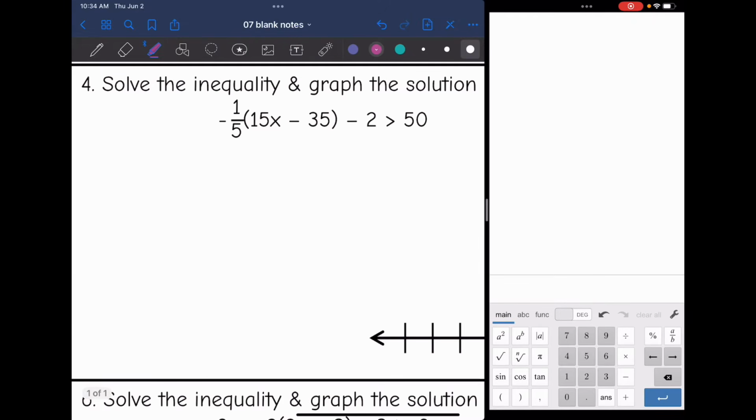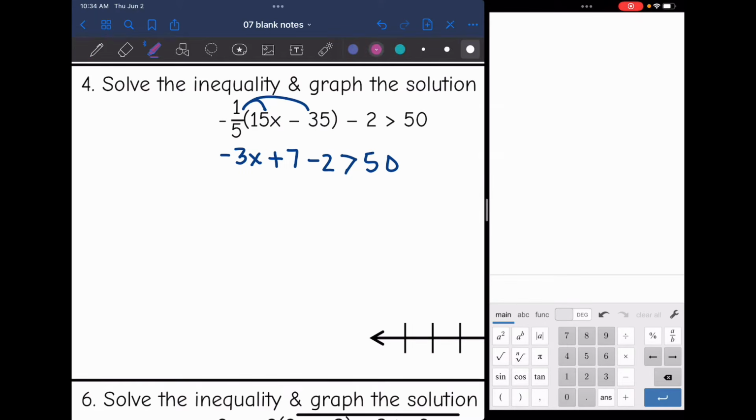All right, number 4. I see parentheses. So first thing I need to do is distribute. So negative 1/5 times 15x is negative 3x. And then negative 1/5 times negative 35 is positive 7. And then bring down the minus 2, greater than 50.